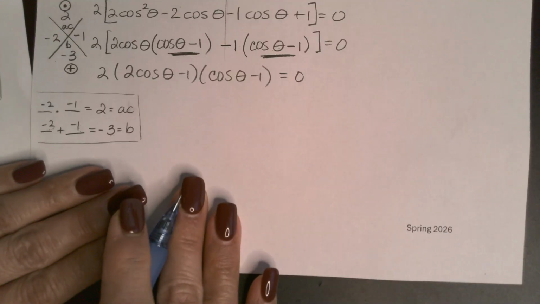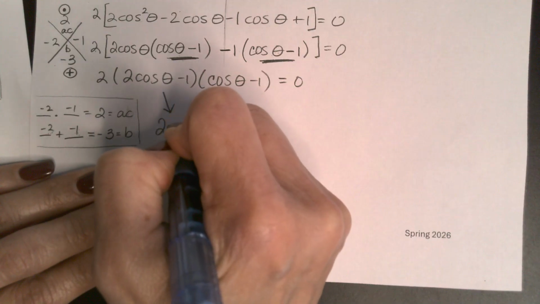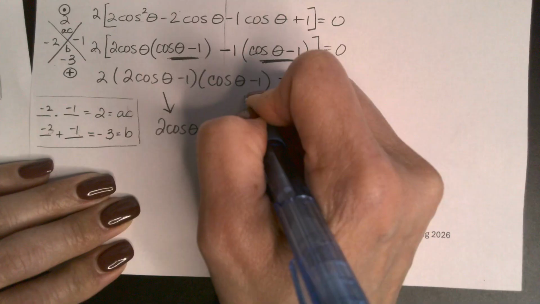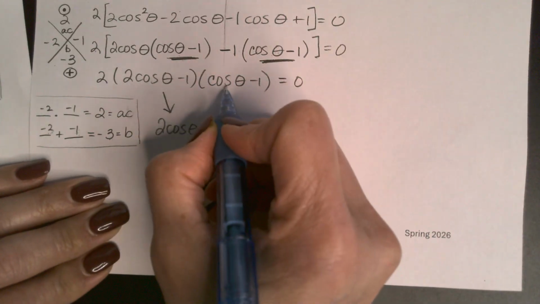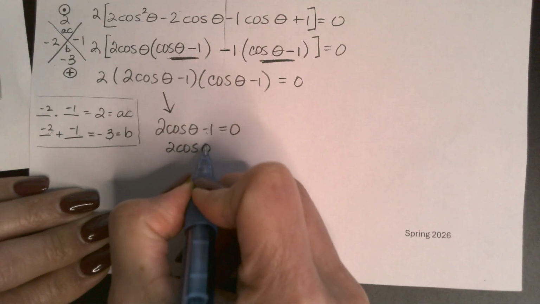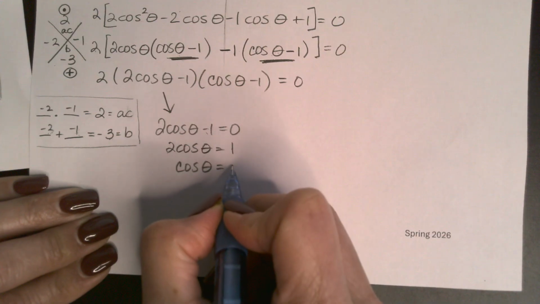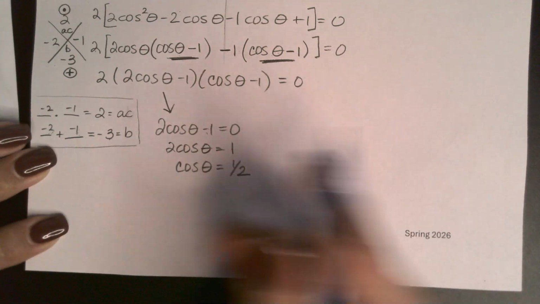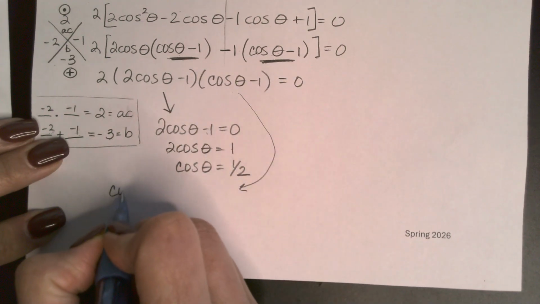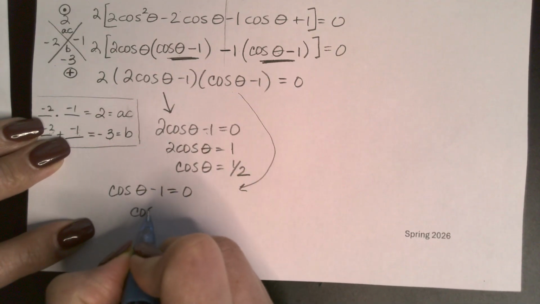Now I am ready to apply the zero product property. I'm going to set this equal to 0 to solve. Let me do this one, I'll do the other one below. So I need to add 1, divide by 2. So cosine theta is going to be 1/2. Or let's do this one. So I'll come over here. We have cosine theta minus 1 equals 0. I need to add 1.